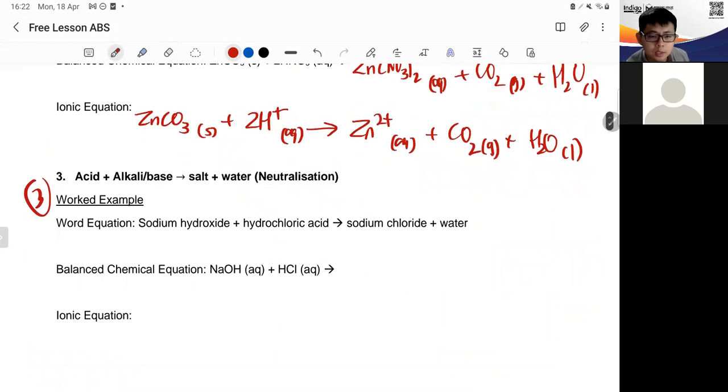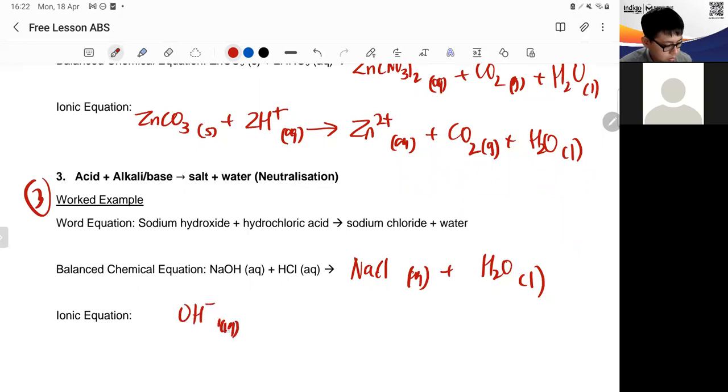The third one is the most simple, most straightforward. Acid plus base gives salt and water. So in this case, NaOH plus HCl gives you NaCl aqueous, because all ionic compounds are soluble in water, and water. The ionic equation looks like this. Neutralization. I think this is pretty straightforward. Okay, moving on.